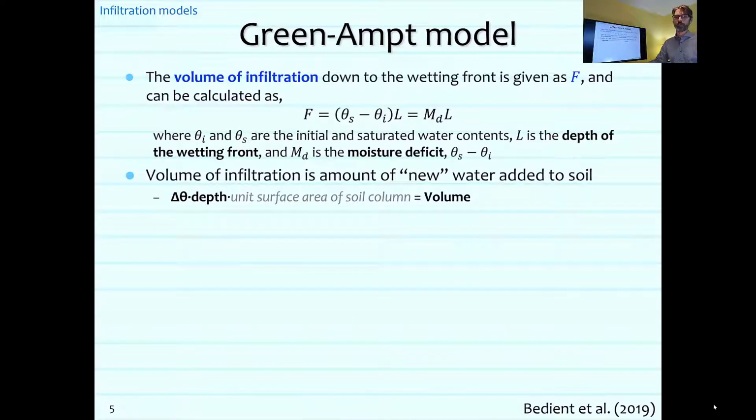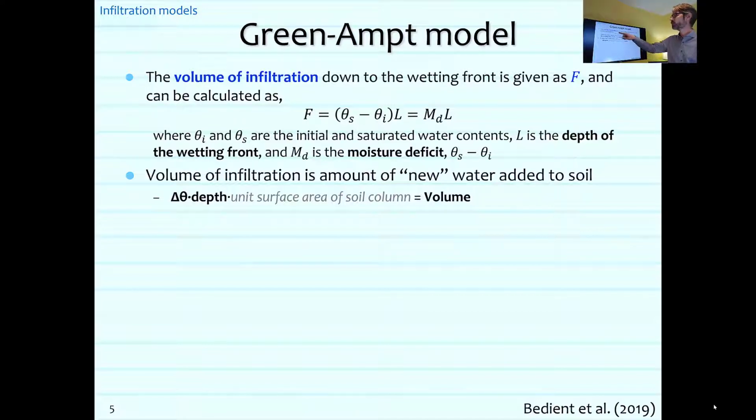The volume of infiltration down to the wetting front is given as capital F. So this is one of the key variables in the Green and Ampt model, and it can be calculated as F is equal to theta S minus theta I times L, and that theta S minus theta I is called the moisture deficit, MD. Theta I and theta S are the initial and the saturated water contents, and L is the depth of the wetting front.